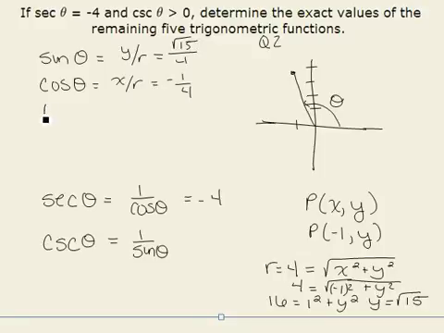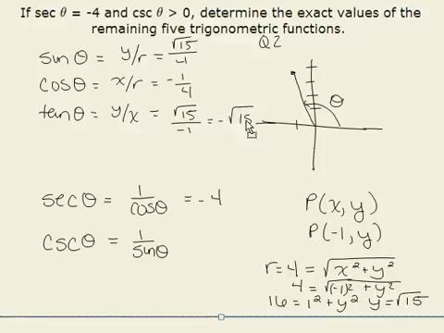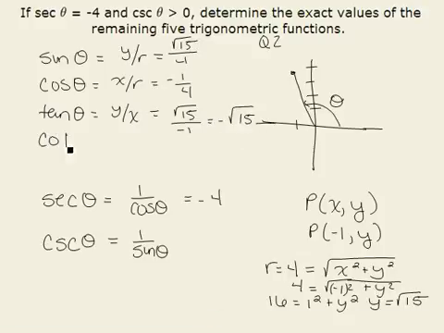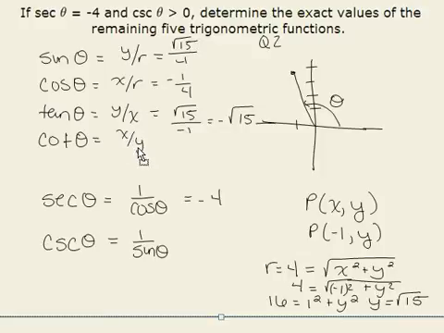We will now find the tangent of theta, which is the y-coordinate over the x-coordinate, which is the square root of 15 over a negative 1, which is just the opposite of the square root of 15. Cotangent theta is the reciprocal of tangent, which gives us x over y, which is a negative 1 over the square root of 15.